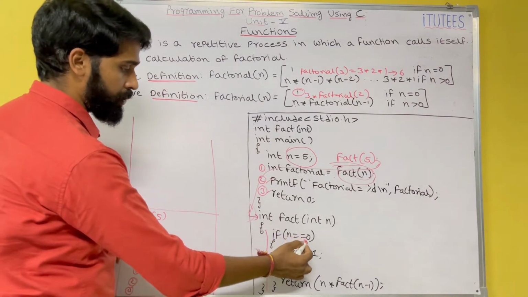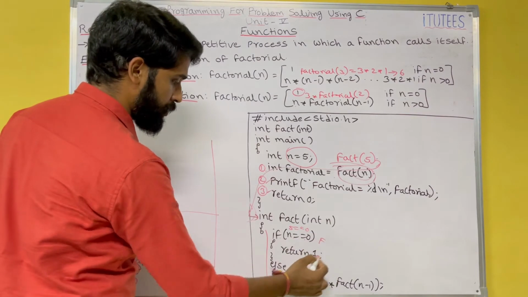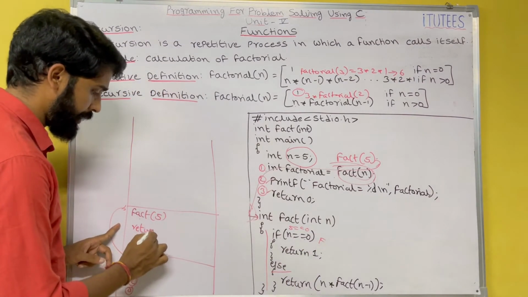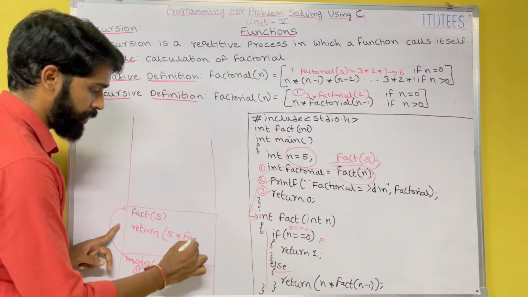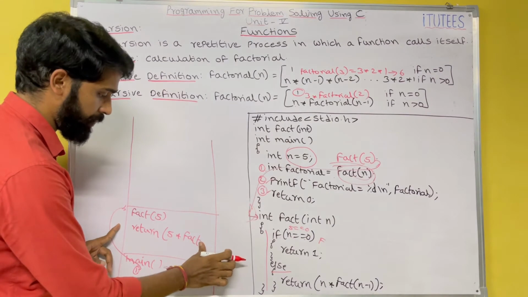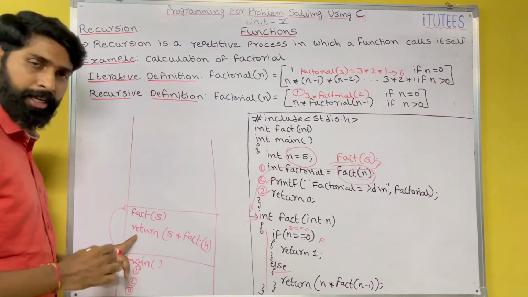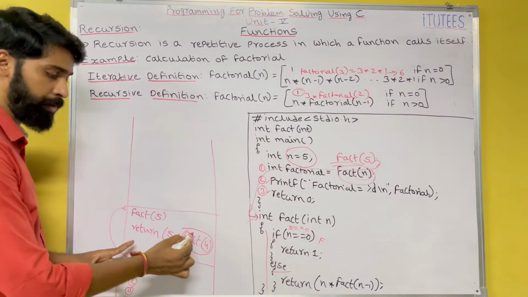So if n equals 0, 5 equals 0, false. So go to else and return here. Return what's the n value? 5 into fact of n minus 1, that is 4. So what we have written here? 5 into fact of 4, but we don't know the value of fact of 4.